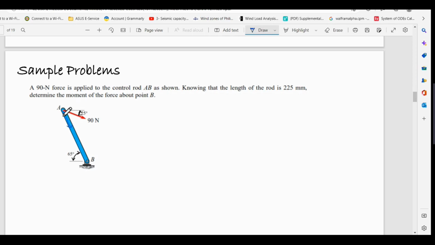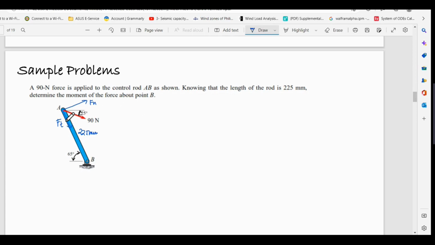Yung kinukuha nating moment center. Okay, so ito yung magiging line of action. So, we have here our FT. Tapos, of course, the force that is perpendicular to our rod. So, yung rod daw natin is 225 mm. So, kunin natin yung equivalent magnitude of FT and FN.